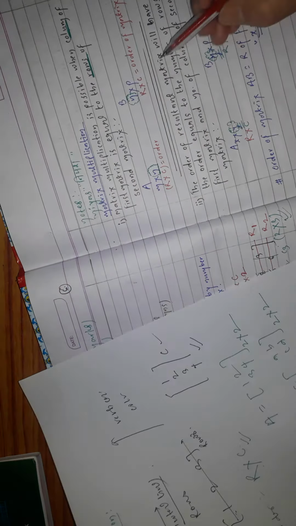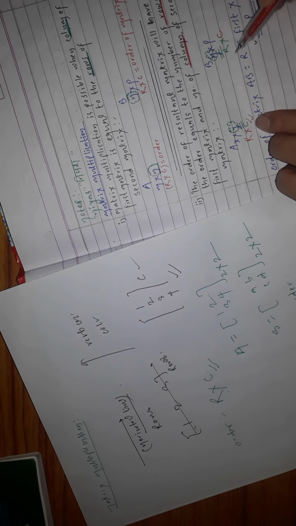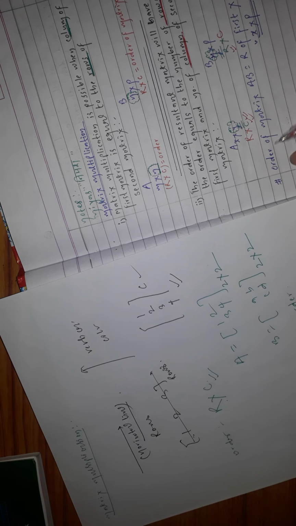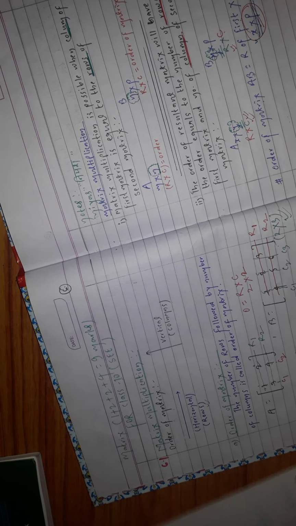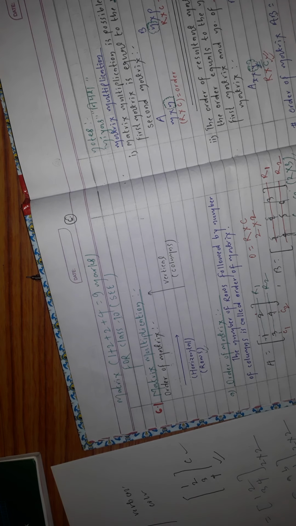The order of the resultant matrix will have the order equal to the number of rows of first matrix and the number of columns of the second matrix. अब यो फर्स्टको रोज र यो कलम। Order of the matrix AB will be R of first matrix, कति छ X, and C of second matrix, कति छ P. So the order of the resultant matrix will be X multiplied by P. This is how the order of the matrix plays an important role.